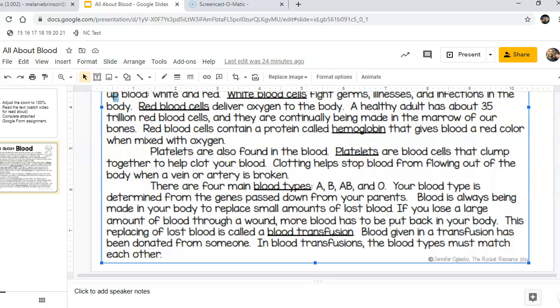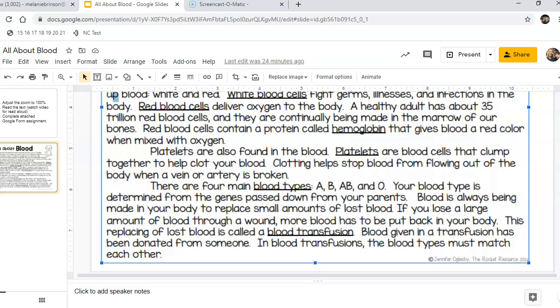Blood is always being made in your body to replace small amounts of lost blood. If you lose a large amount of blood through a wound, more blood has to be put back in your body. This replacing of lost blood is called a blood transfusion. So if you have to go to the hospital because you lost a lot of blood, they will hook you up to some tubes and a bag of blood, and they will put some blood back into your body, and this is called a blood transfusion.